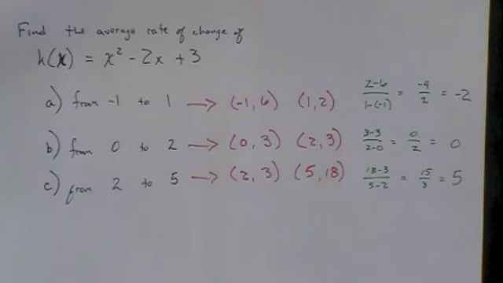So now we take change in y over change in x, so we have 2 minus 6 over 1 minus -1, which gives us an average rate of change of -2. And from 0 to 2 we have 3 minus 3 over 2 minus 0, which gives us an average rate of change of 0. And from 2 to 5 we have 18 minus 3 over 5 minus 2. That's our change in y over change in x, which gives us an average rate of change of 5.